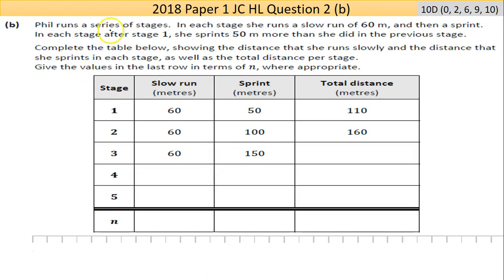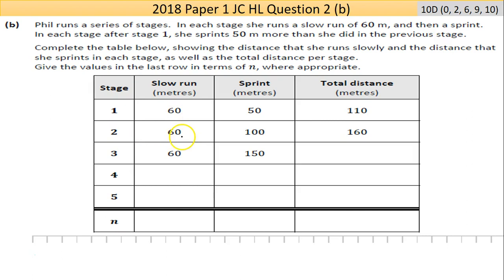Now part B here, it's worth 10 marks, so it's just a table. We're going to try to fill it in. Almost always, when they have a table, they've done one of the calculations. So you can see there, first one is 60, then 50. Usually they have added them together, giving 110.